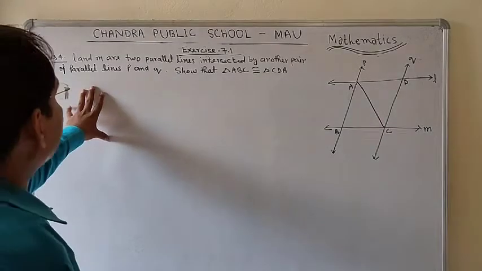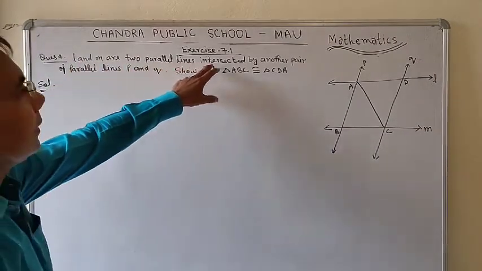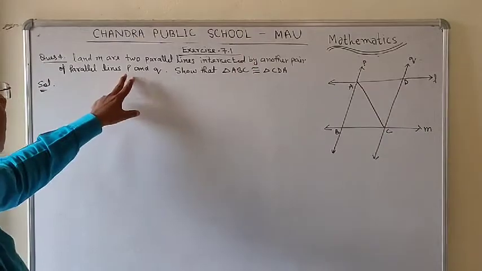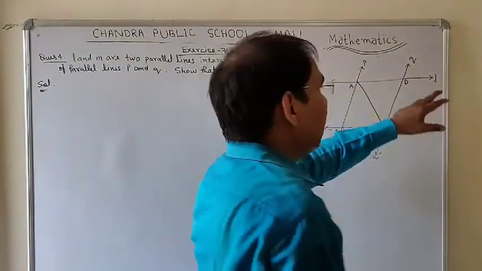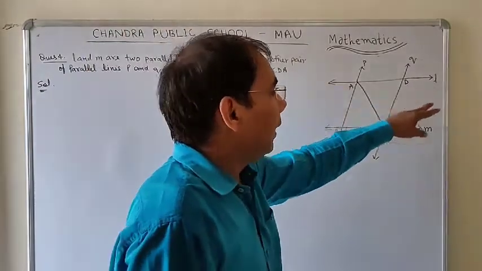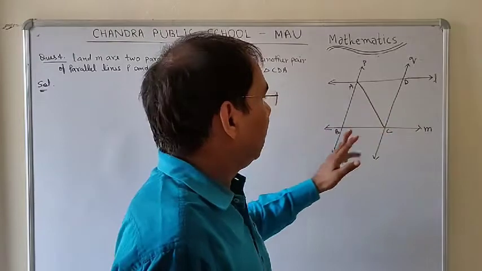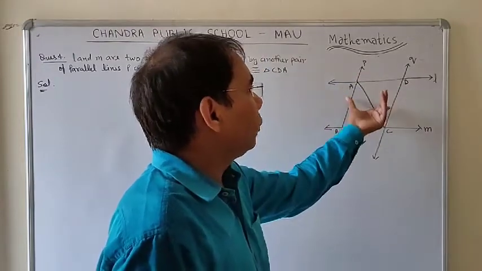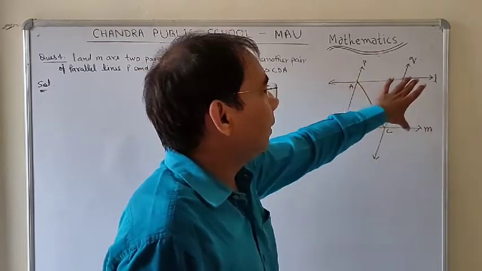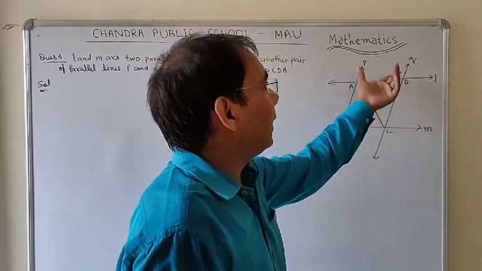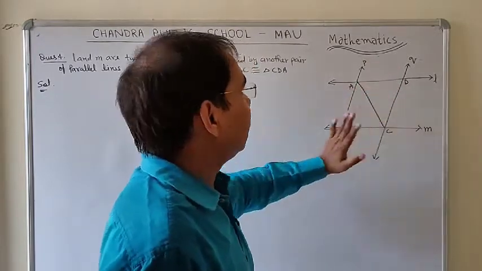Students, here it is question number 4. It is given that L and M are two parallel lines intersected by another pair of parallel lines P and Q. In the diagram also you can see L and M. Here two lines are there, and it is given that both are parallel. P and Q are also parallel to each other. These two parallel lines are intersected by another pair of parallel lines P and Q. Then you are going to get this diagram.